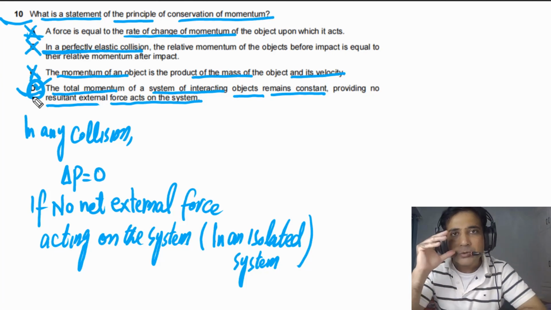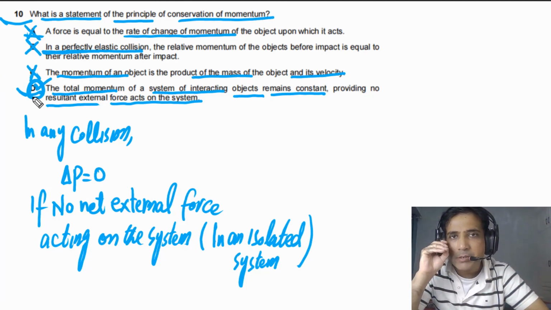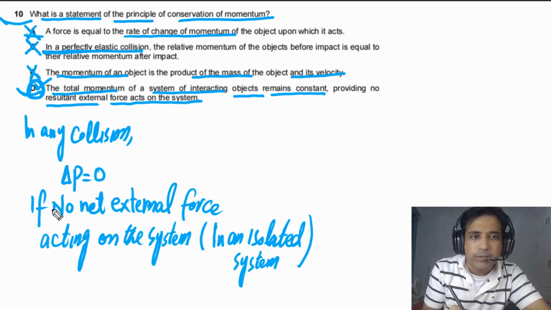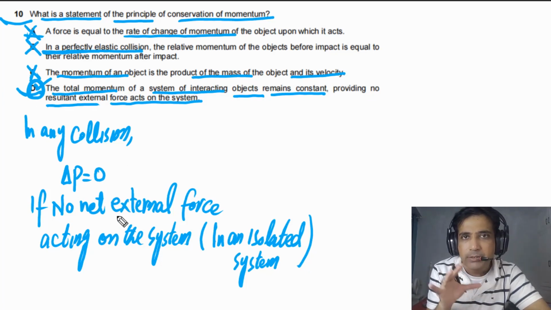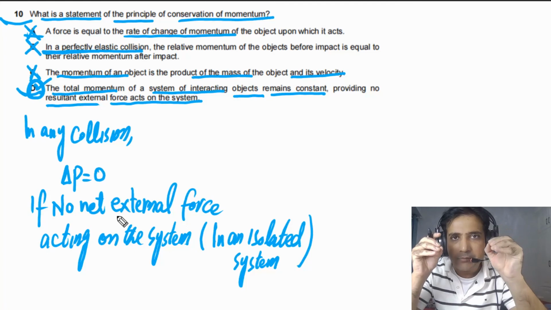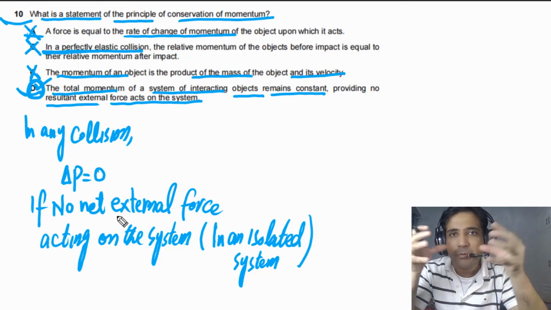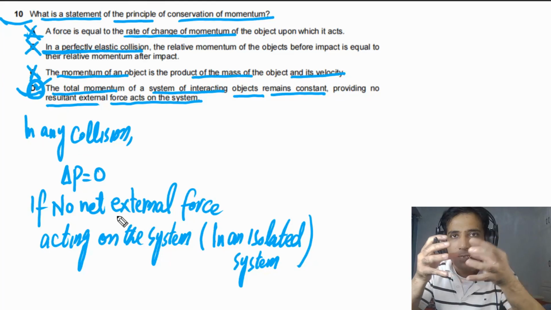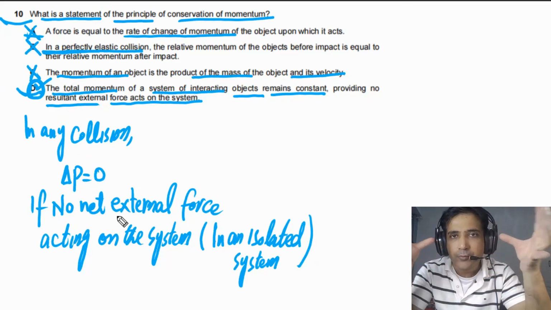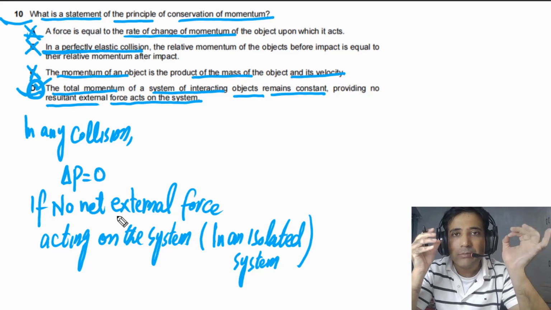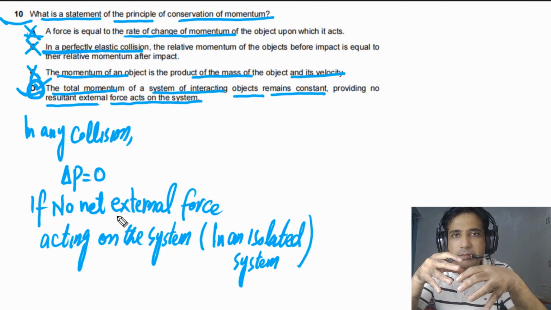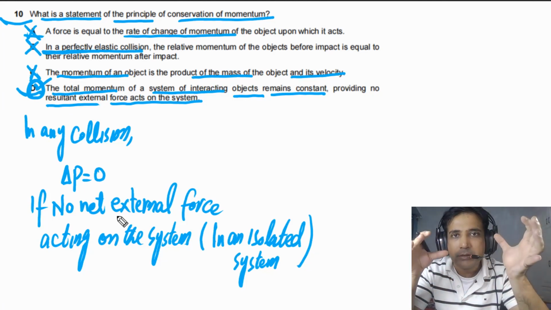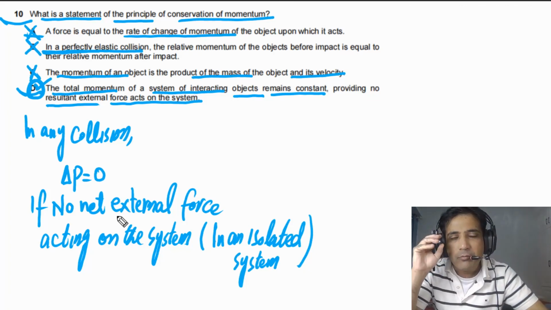For conservation of momentum, you need to understand momentum is only conserved if there is no net external force acting on the system. Momentum is still conserved if there are internal forces. For example, when something explodes, there are internal forces, but momentum is still conserved. Momentum is not conserved if there are external forces acting on the system, meaning a net external force acting on the system. In that case, momentum is not conserved. So it is a very important point you need to understand: when momentum is conserved and when momentum is not conserved.